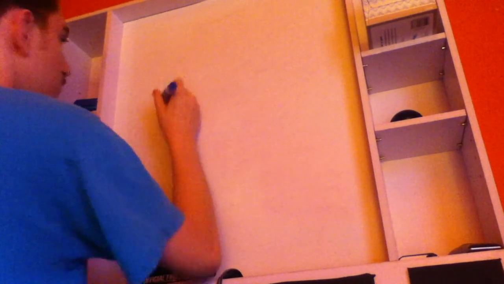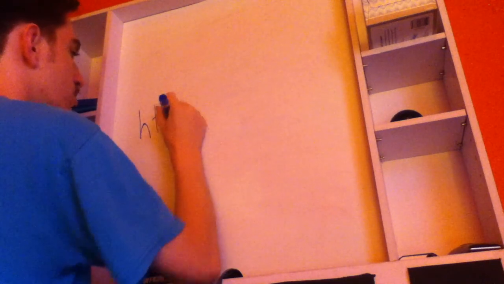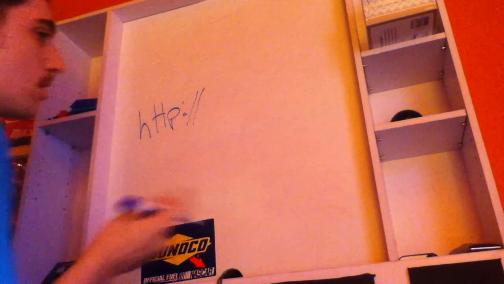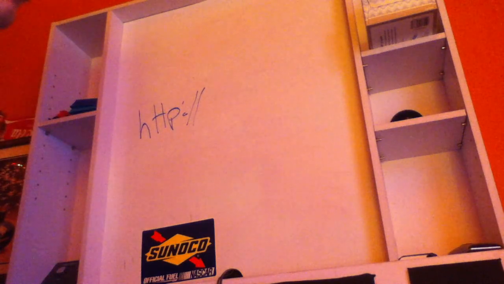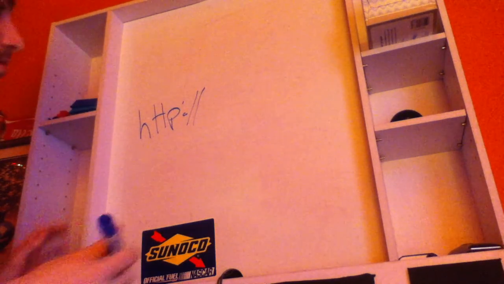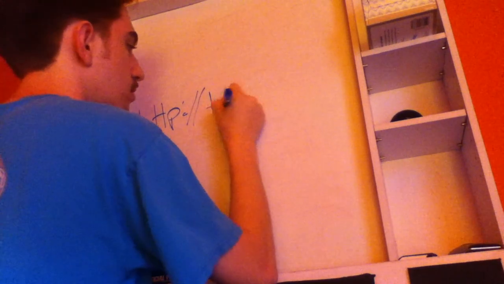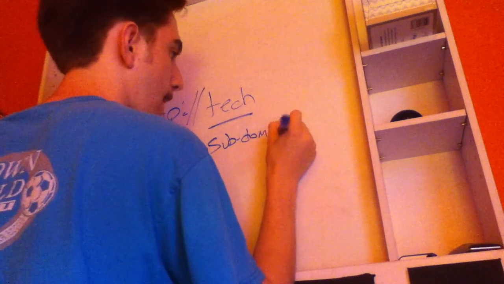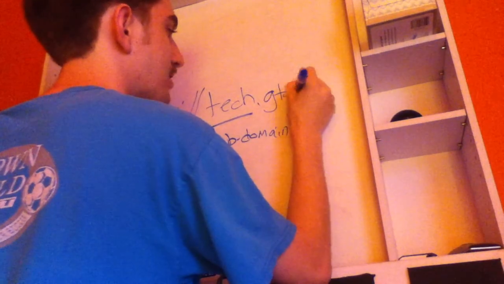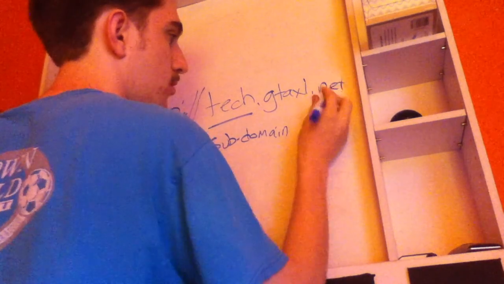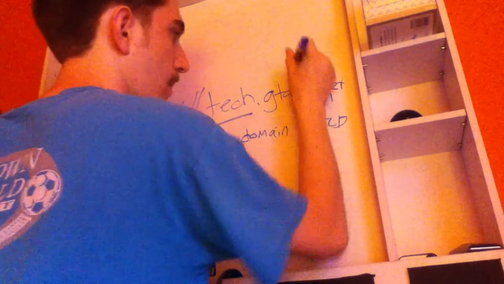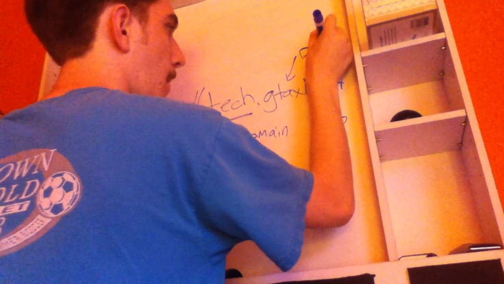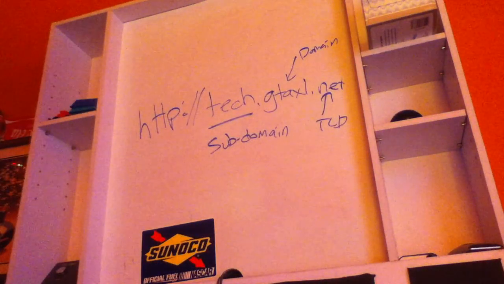So now, basically an IP address identifies you on the network. You can find, please go to our blog, HTTP, which means use HTTP protocol. You don't even need to type in HTTP on a web browser usually because it knows HTTP is the protocol to use. And then, tech, subdomain, by the way, .gtaxl.net, TLD, domain. Please visit tech.gtaxl.net. That's our blog.